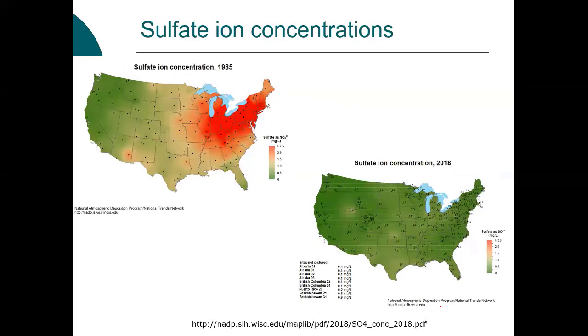We've reduced the amount of sulfate. You can see how bright red this was here, and now most of the country is pretty much a dark green. So we have had a very significant impact. The Acid Rain Program has been very, very successful in reducing these emissions.